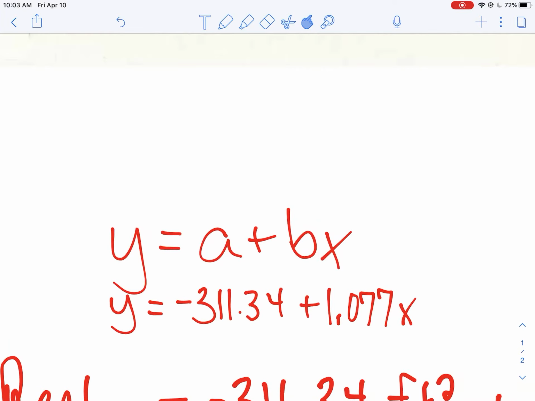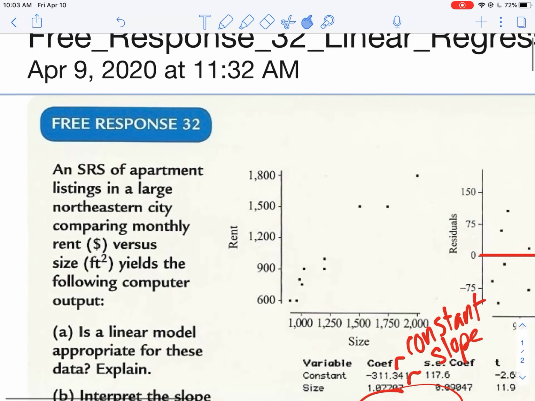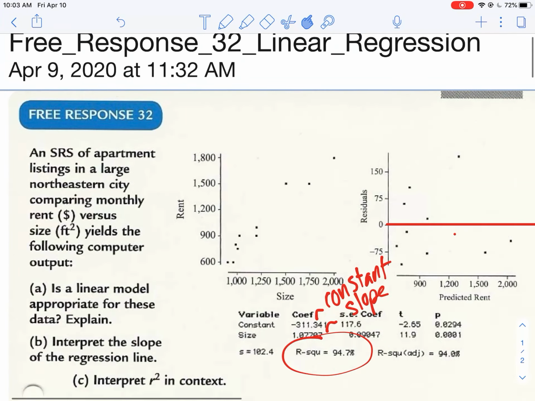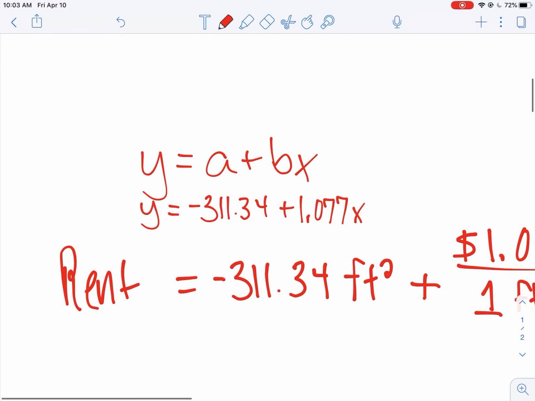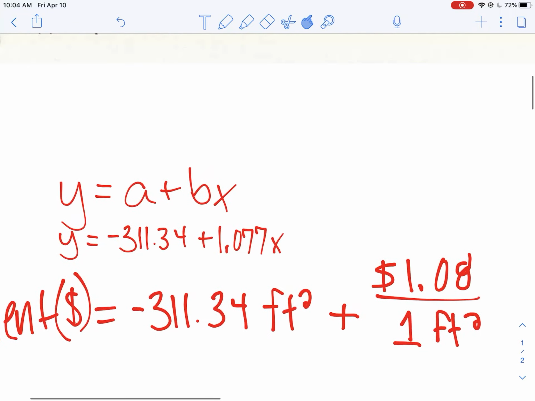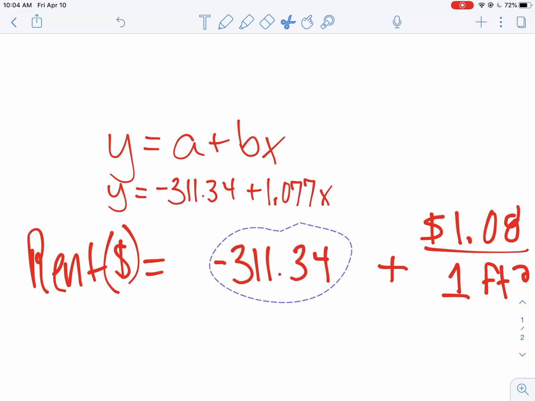Now, what you want to get used to is you don't want to just leave it like this. You always want to throw context in here, which is what I did below here. If you notice, my y-axis is the rent, and my x is the size. So I just plugged in my values here. So I did rent. I'm even going to put dollars in parentheses so I know it means in dollars. My constant, or my y-intercept, is negative 311.34. So that represents feet squared. So I included that too, actually. No, it doesn't. It's not feet squared. It is dollars. So I'm going to change that.